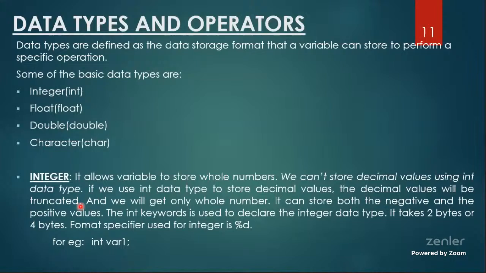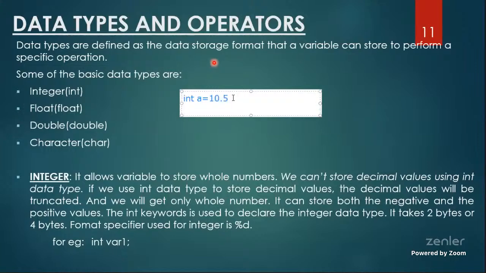What do you mean by truncating? It will be like that 0.5 won't be taken, only the value 10 will be taken by the integer data type. For example, int a is equal to 10.5. Actually, I'm doing wrong here. Why? Because I'm trying to store real numbers in the variable a, which is of type integer, correct? But it won't take. Truncated means a will be stored with the value 10. 0.5 will be truncated, means it will be ignored by the compiler. It won't consider this value.